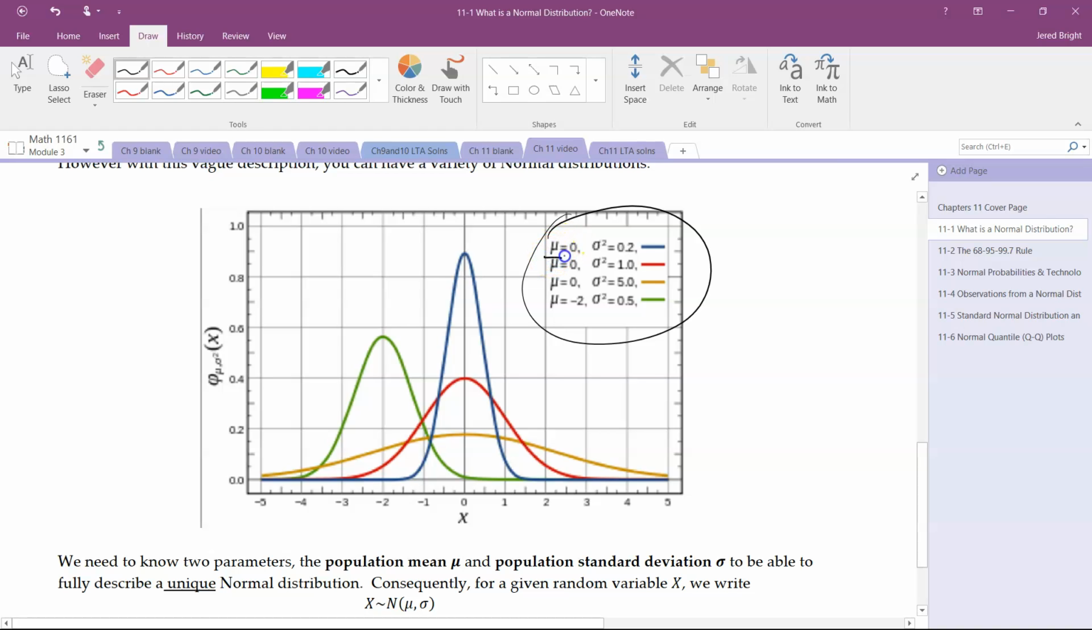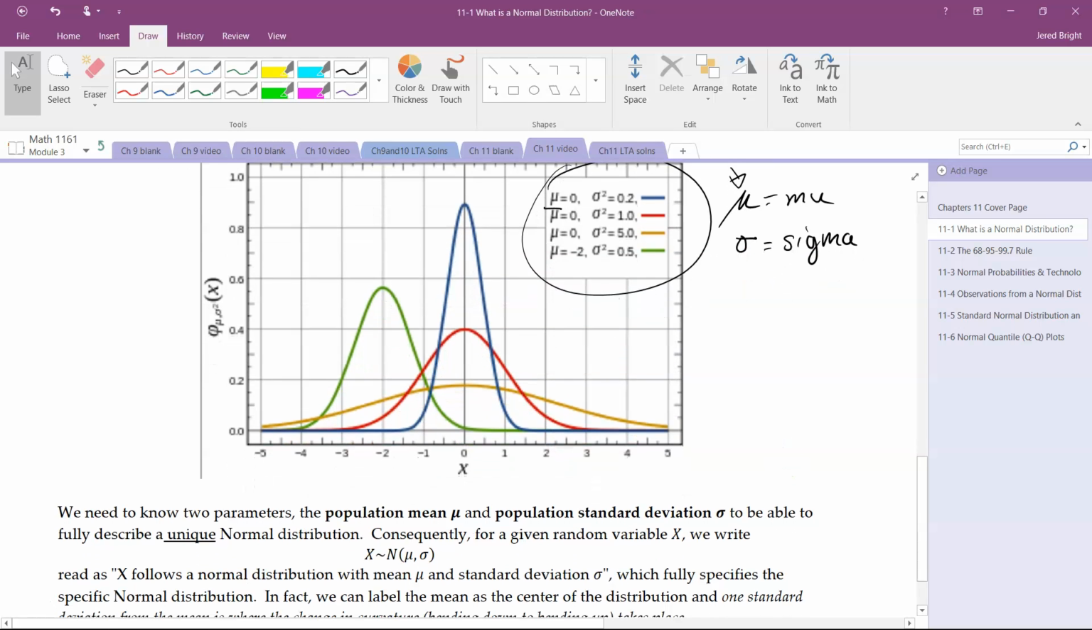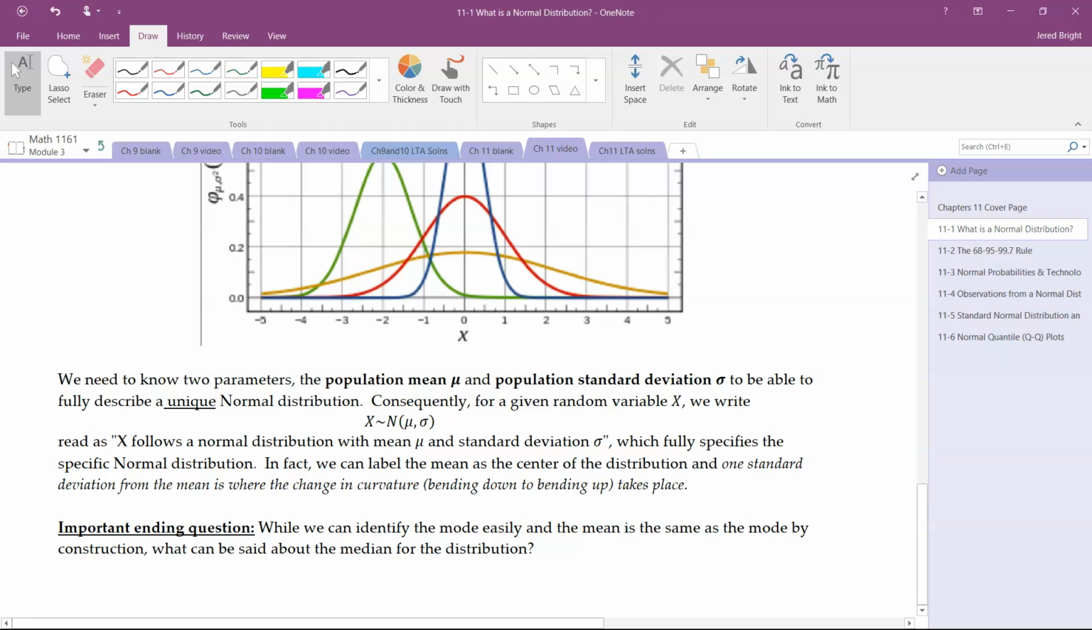We need to specify mu. This is the Greek letter mu, and that just represents the population mean. We've seen that parameter before, and we've also talked about sigma. They use sigma squared meaning variance, but this is just the population standard deviation. So the Greek letters mu and sigma represent those two things, and when we talk about any sort of normal distribution, we have to specify the values of mu and sigma, the mean and standard deviation respectively, to fully describe the normal distribution that we're interested in.